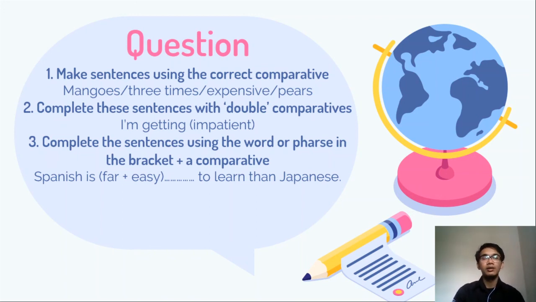Okay, I will answer these questions one by one. First, mangoes are 3 times more expensive than pears. Number two, I'm getting more and more impatient. Double comparative. Number three, Spanish is far easier to learn than Japanese.